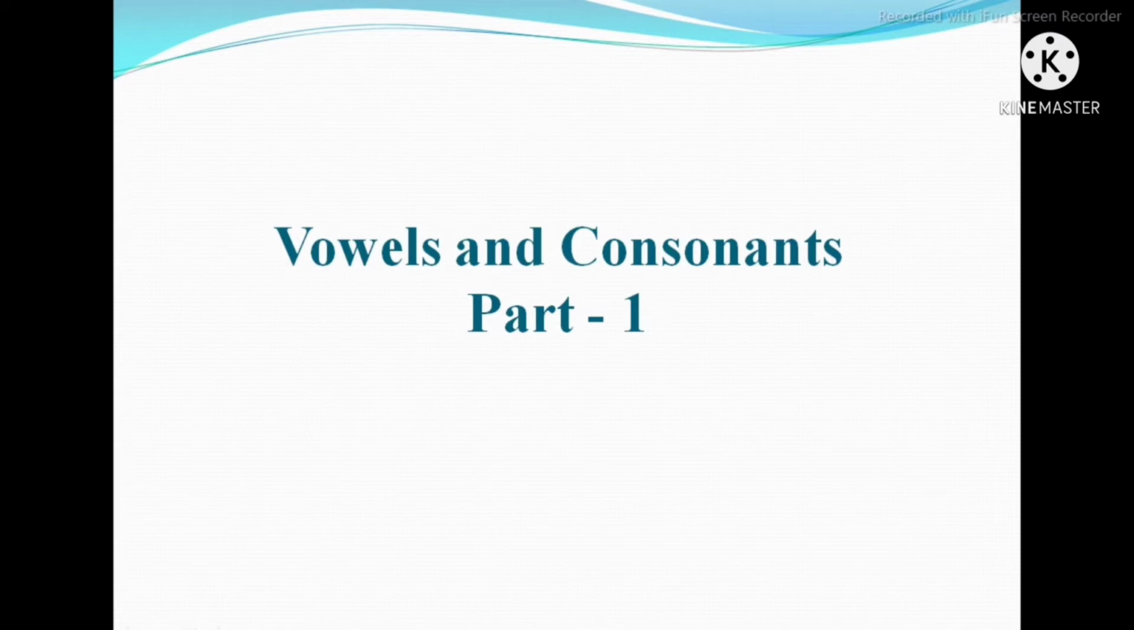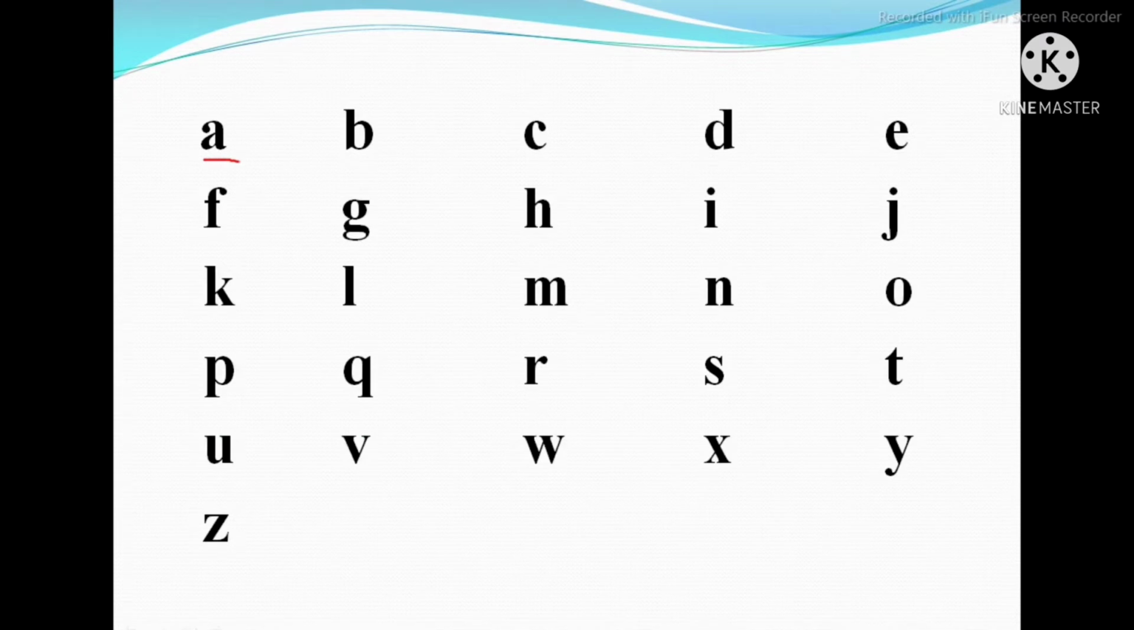In the English alphabet, there are 26 letters. And in the alphabet there are 5 vowels and the rest are consonants. A. This is a vowel. Next, B, C and D are consonants. Another, E. This is also a vowel. Next, F, G, H are also consonants.